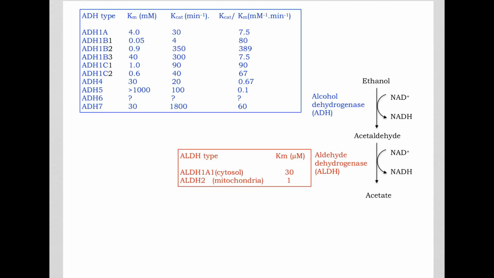The same applies to the second enzyme involved in the metabolism of ethanol, and that is acetaldehyde dehydrogenase, which converts acetaldehyde into acetate. 2 major forms have been recognized so far. ALDH1A, which is mostly in the cytoplasm, has a high Km of 30 micromolar, while the mitochondrial form, ALDH2, has a higher affinity for acetaldehyde, and that is a Km of only about 1 micromolar.